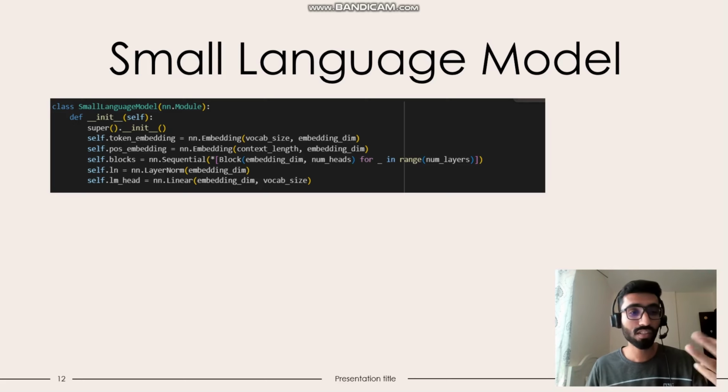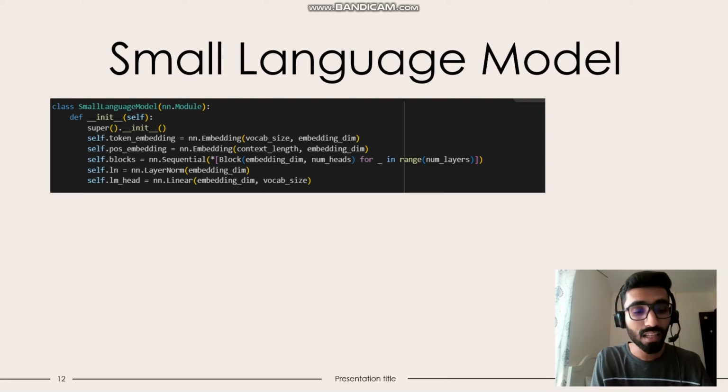And here you can see, first thing we need is token embedding. Second thing we need is positional embedding. Third thing we need is the block. Fourth thing is the linear layer, and fifth thing is lm_head, which gives us the probabilities.